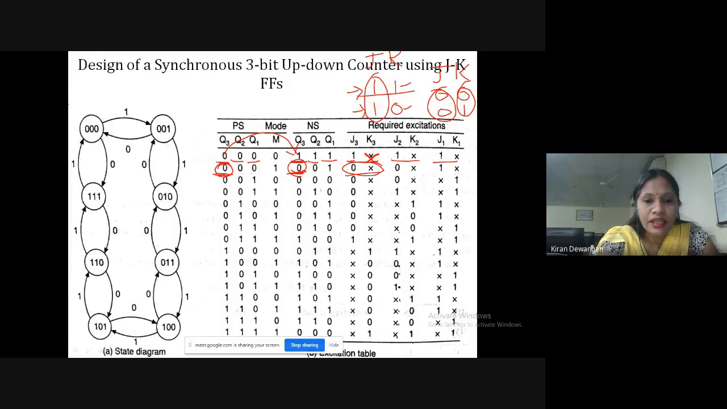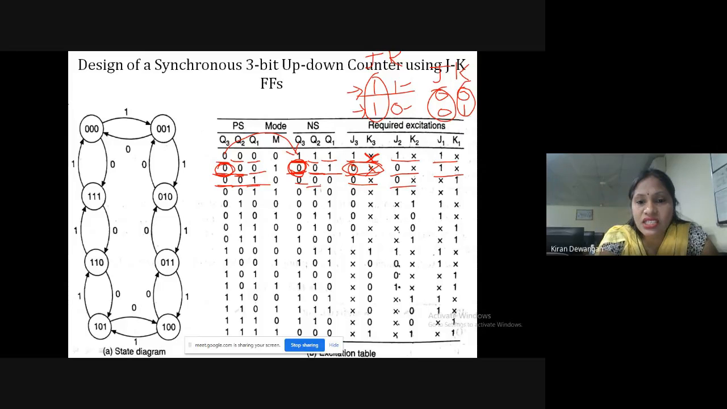So here, in the case of present state 0 and next state 0, the required excitation would be 0 cross. Similarly for Q2 also, we'll check individual values, Q2 in the present state and Q2 in the next state. Q2 in the present state is 0, next state is 0, so this will again be 0 cross. 0 से 1 हो रहा है तो we already know it is 1 cross. ठीक है? Now again, for the next combination, 0 से 0, it will be 0 cross.